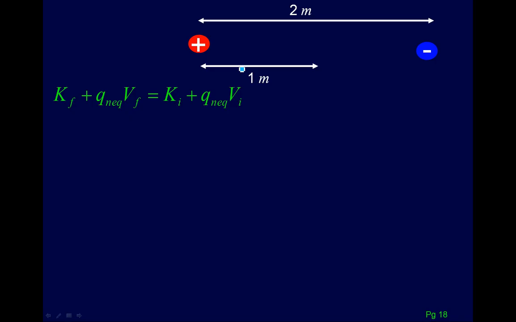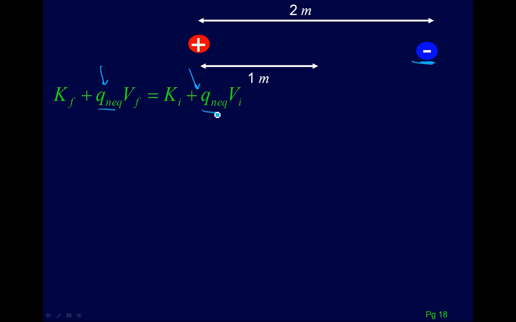The only force acting is the electrostatic force, which is a conservative force. And so we can set up our equation here. Now here's a little bit of a new tricky part: when there's more than one charge, you've got to be careful which one you're talking about. Here we're talking about the energy in this equation of the negative charge, not the energy of the positive charge. And so the Q we use here will be the Q negative.